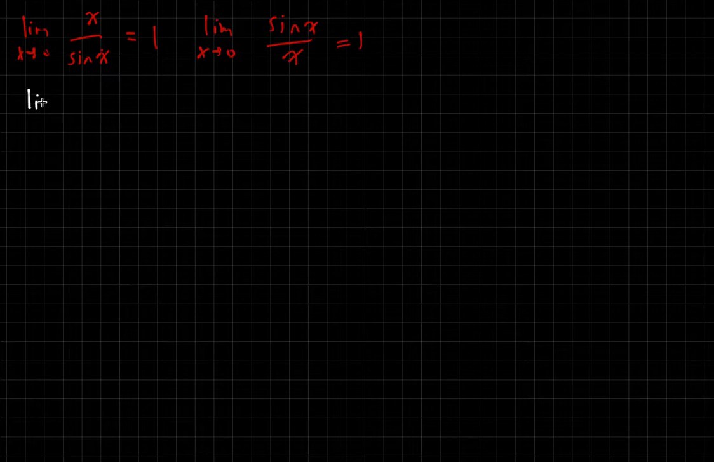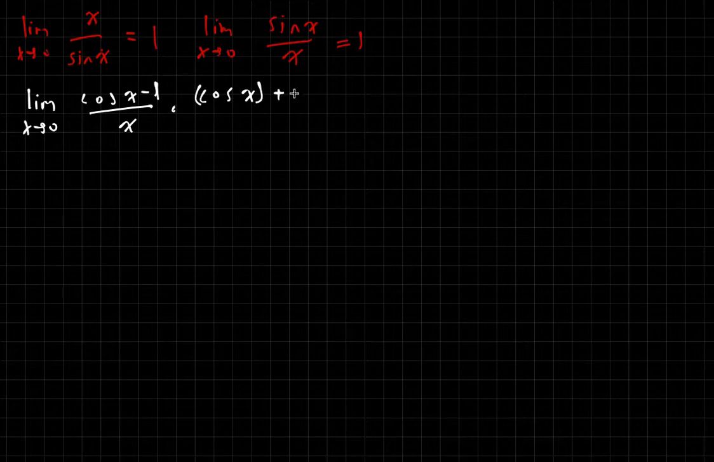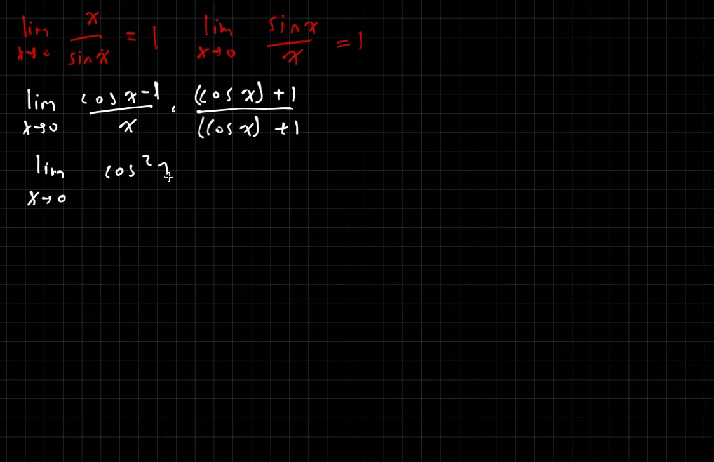And that's the limit as x approaches 0 for cosine x minus 1 over x. To figure this out, first I'll attempt to do some simplifying. So I'm going to multiply this by cosine x plus 1 over cosine x plus 1. And you'll see why I'm doing this after I finish. So this simplifies to the limit as x approaches 0 for cosine squared x minus 1, right? Over x times cosine x plus 1.